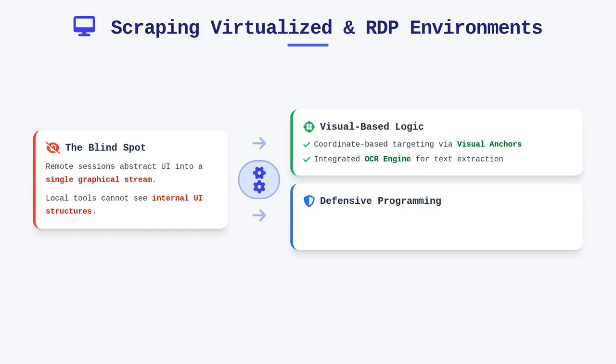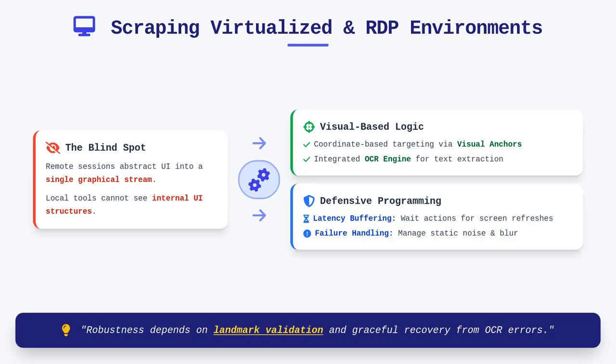This requires a defensive programming style where you validate the presence of a known image or landmark before attempting to scrape. If your automation relies on RDP, your flow should include wait actions to account for latency, as the screen buffer might not refresh at the same pace as your local loop. Robust automation in these environments depends heavily on your ability to handle failure gracefully when the OCR engine encounters static noise or blurry text elements.